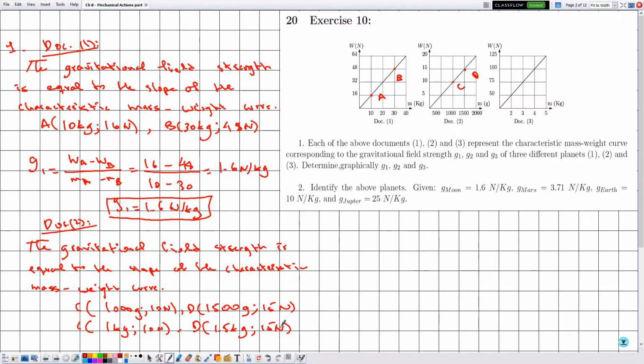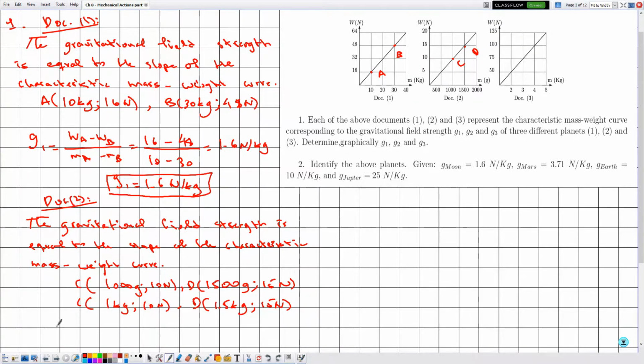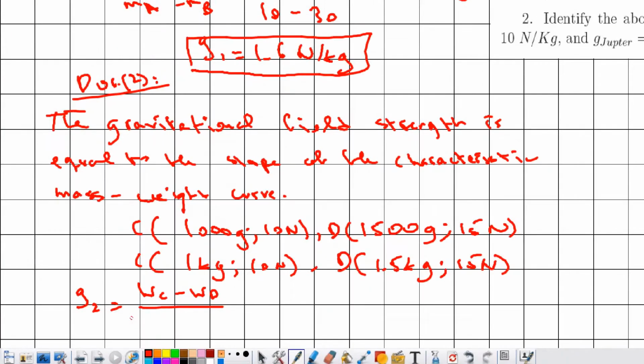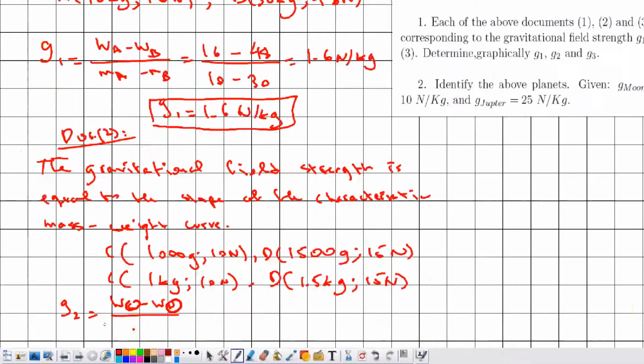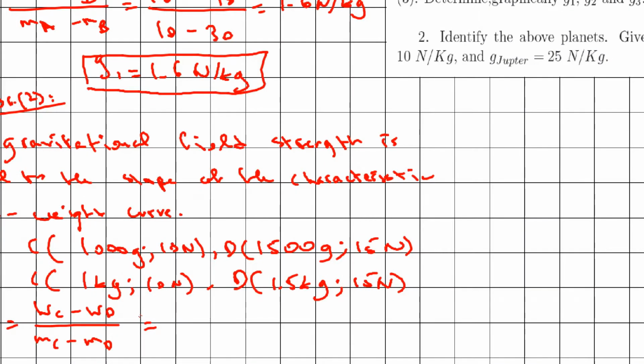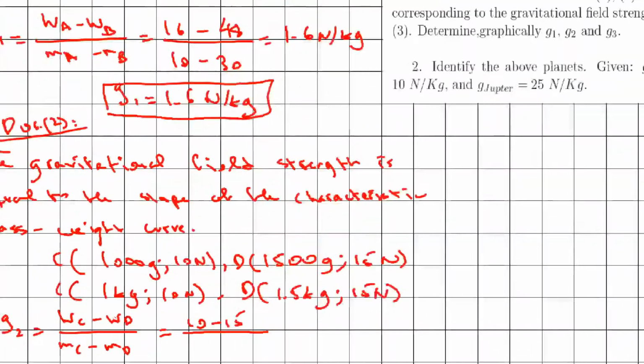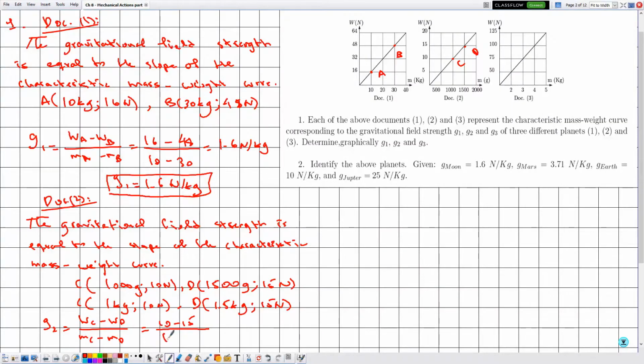Now we are ready to calculate the value of G2, referring to document 2. So G2 will be given by the weight of the first point minus the weight of the second point, independent of whether we start with C or D, but for the denominator we need to respect the order that we have started with. So MC minus MD. So the weight of the point C is 10, minus the weight of the point D, which is 15, divided by MC, which is 1, minus 1.5.